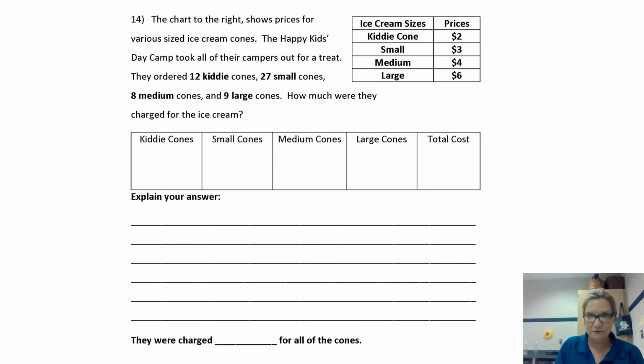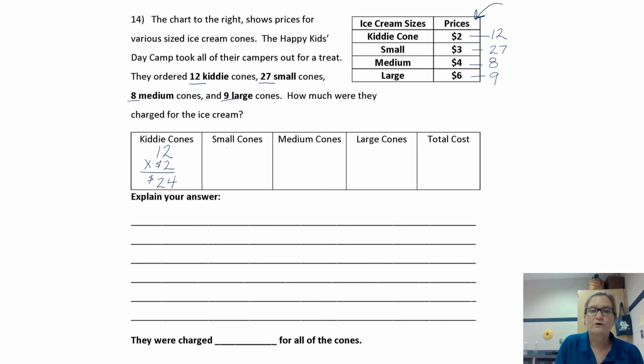All right, so let's go back to our information. Here is a chart of the prices. We know that 12 kiddie cones were ordered, 27 small cones, 8 medium, and 9 large. So for each category, we need to figure out how much was spent. We're going to multiply 12 times $2 to find out how much was spent on kiddie cones. That would be $24.